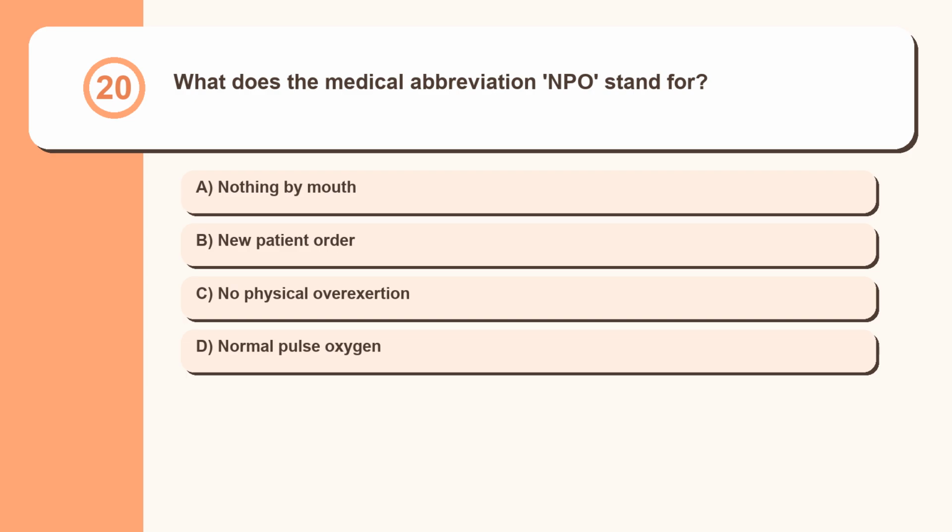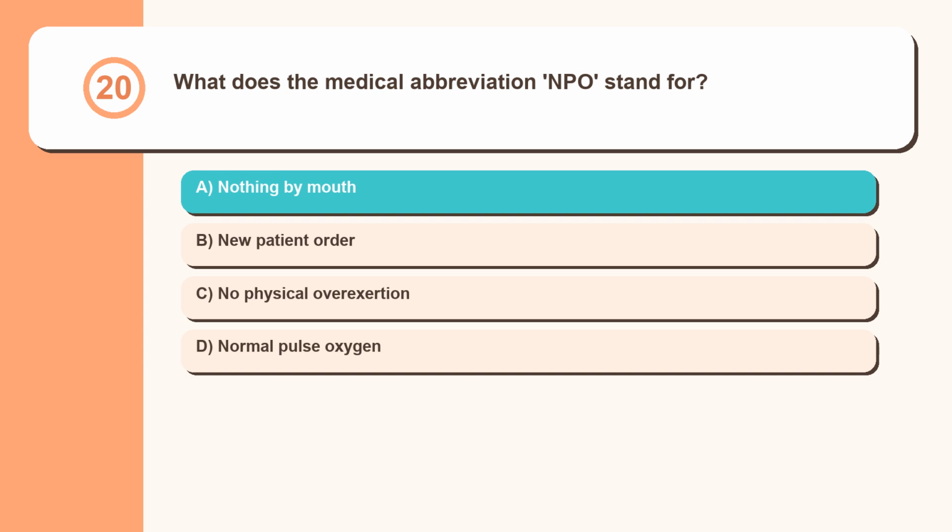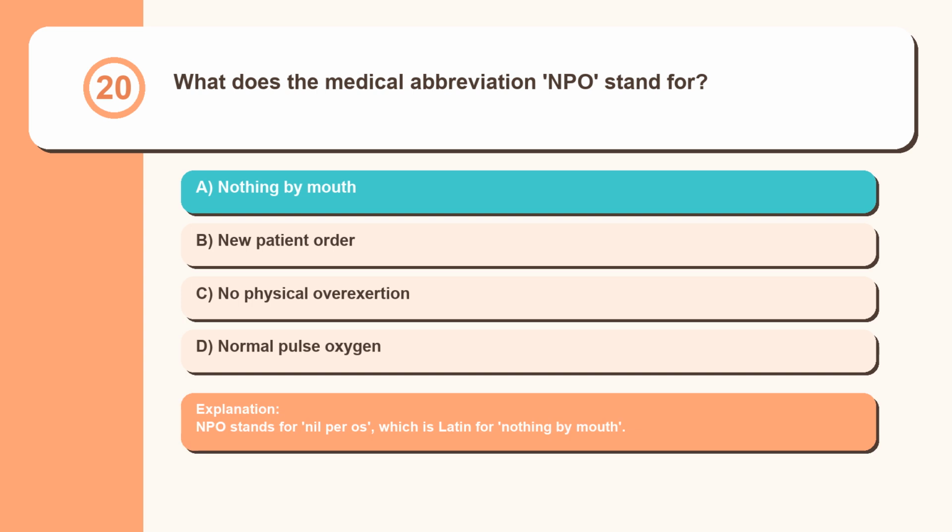Question 20. What does the medical abbreviation NPO stand for? Nothing by mouth, new patient order, no physical overexertion, normal pulse oxygen. NPO stands for nil per os, which is Latin for nothing by mouth.